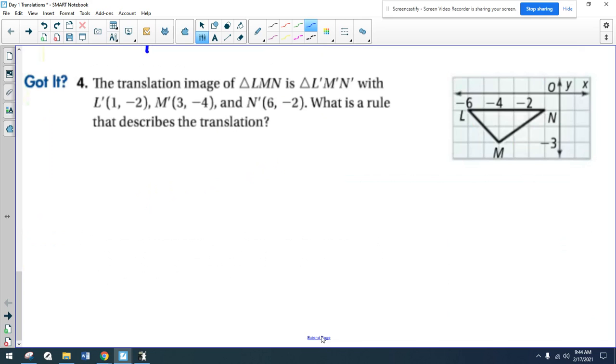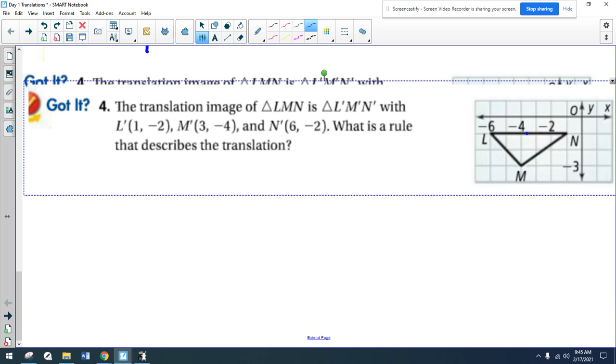Okay, last one. Told you it was easy today. Translation, here's my one right here. This time they actually gave you a dot. Now for this, I'm just going to pick one of them and graph it. So I'm just going to take L prime and I'm going to try to see where that is. So it says (1, -2).